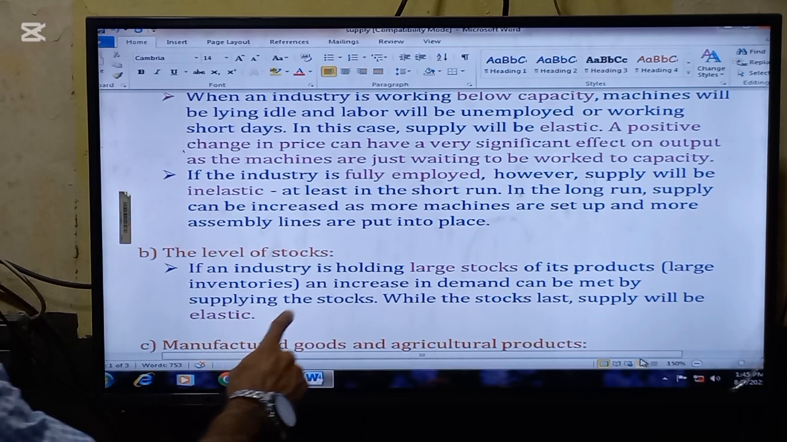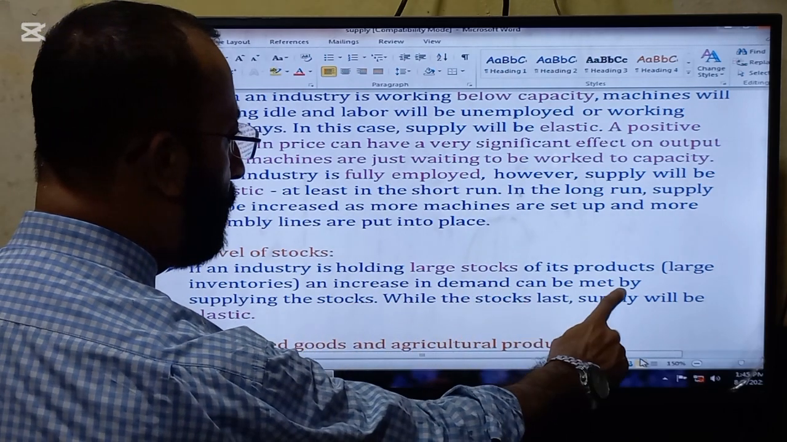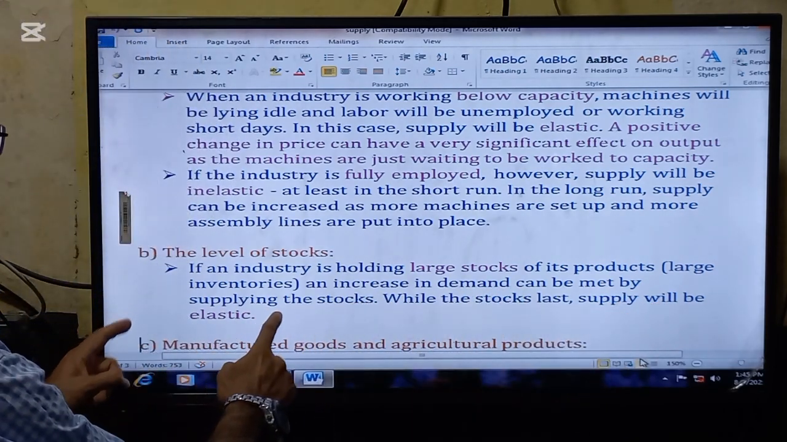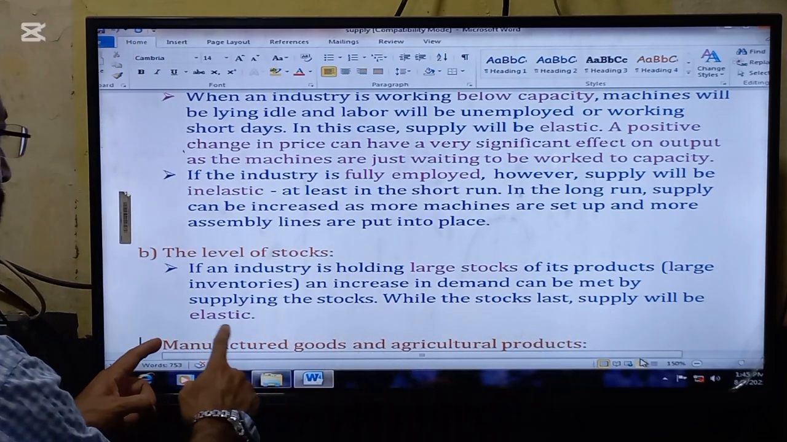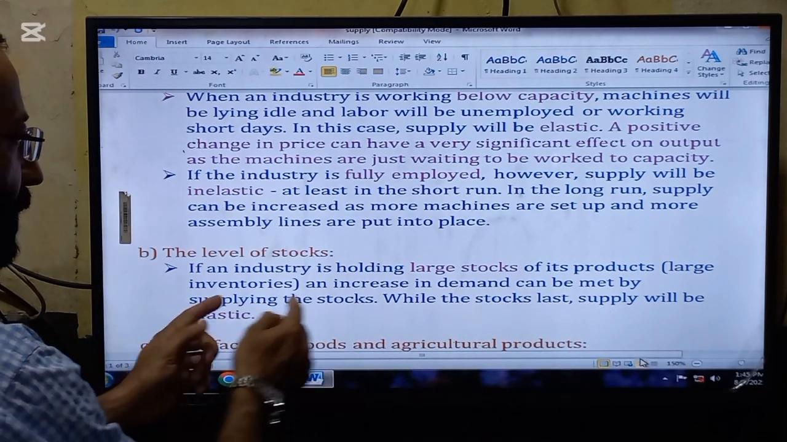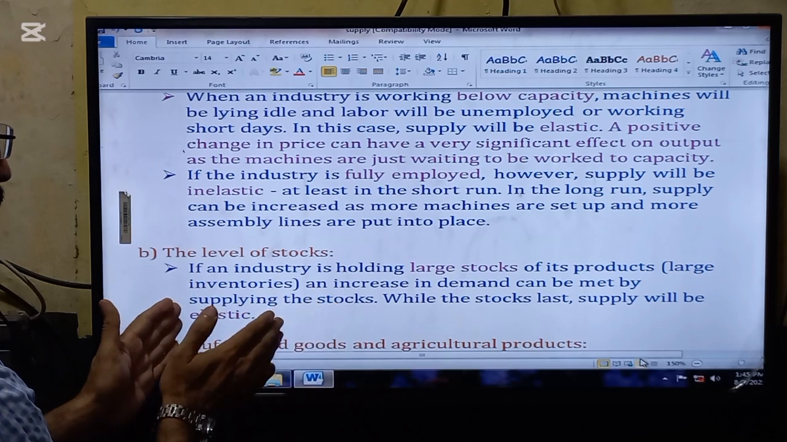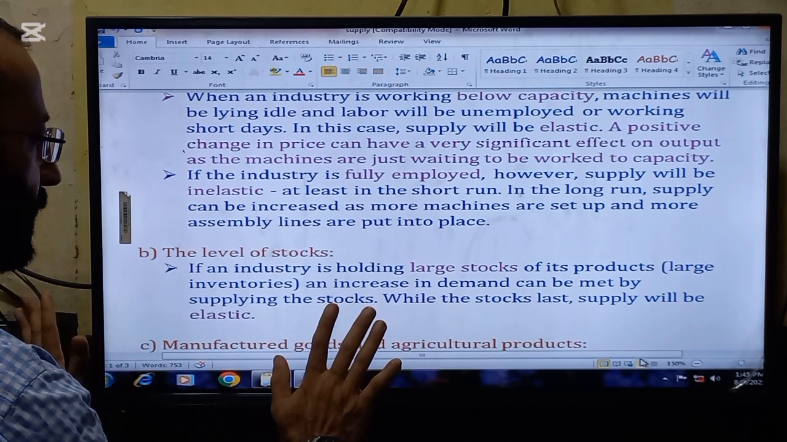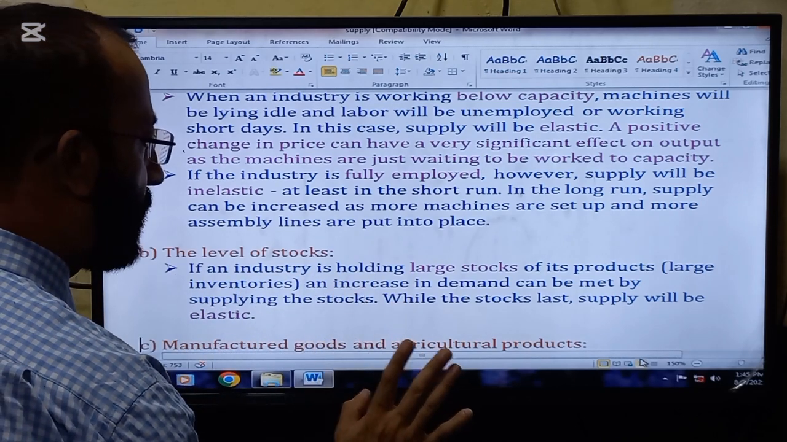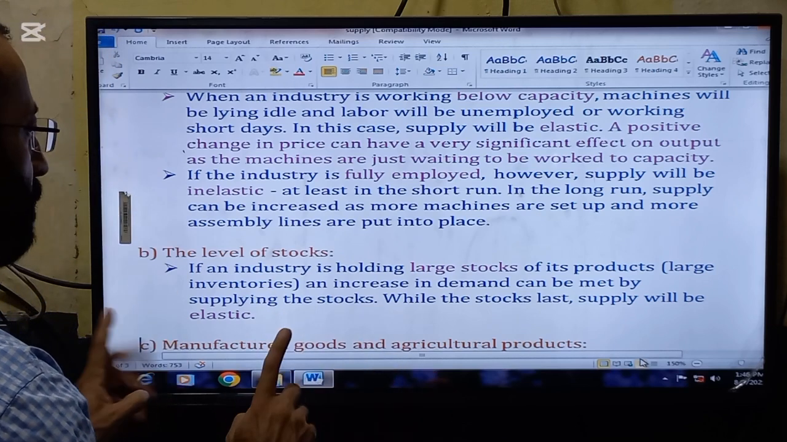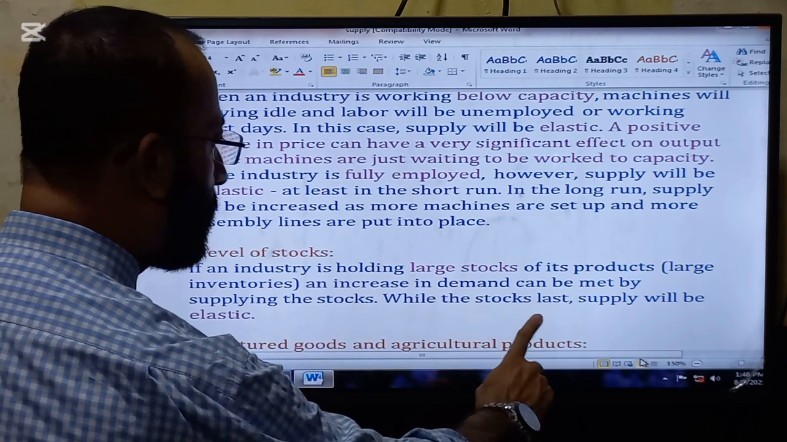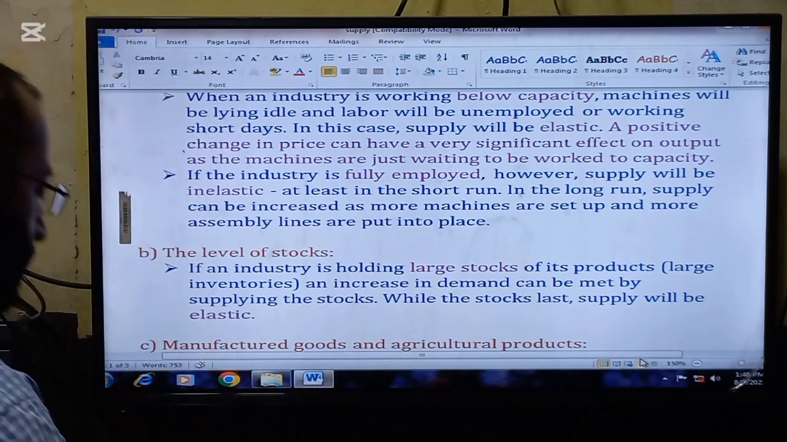If an industry is holding large stocks of the products, large inventories, an increase in the demand can be met by supplying these stocks because they have large stocks. So it means the supply will be elastic. And if the stocks are not sufficient, so the supply will be inelastic. While the stocks last, supply will be elastic.